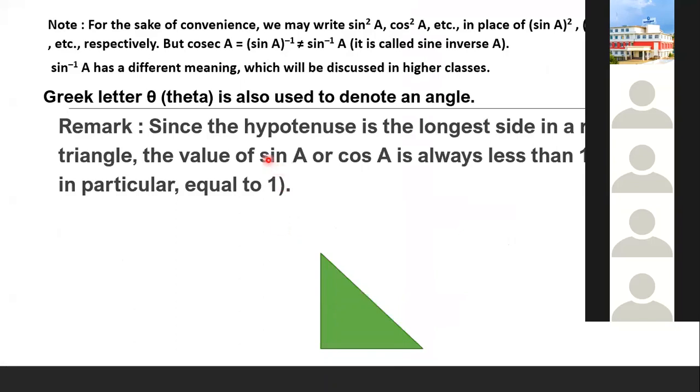Before going to question number 11, a few things you note down, children. These are very important things. Many children will make mistakes in this. For the sake of convenience, we may write.